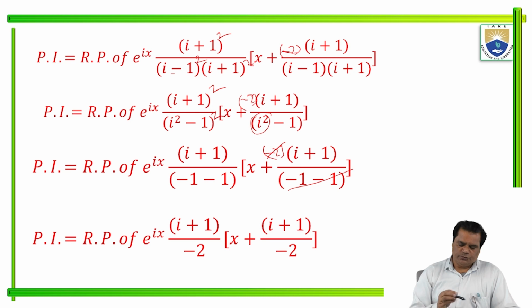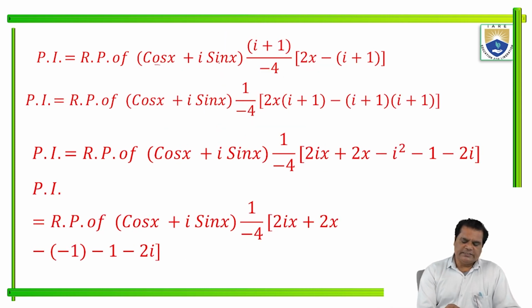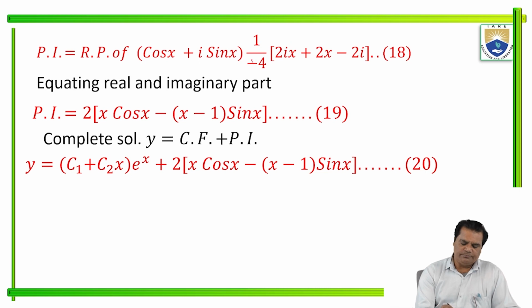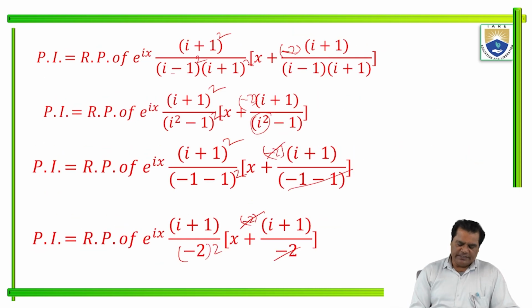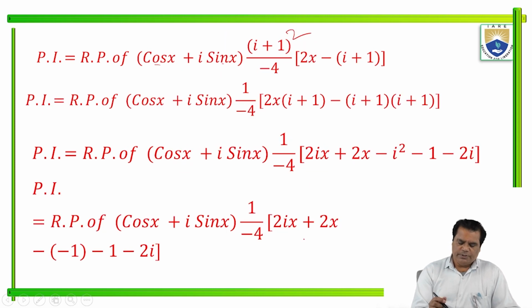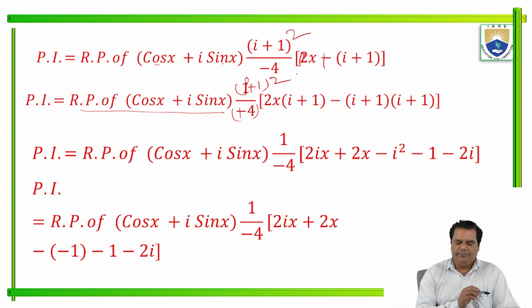Okay. So here is (i plus 1). This minus 2 is cancelled here. So now here is minus 2, (i square minus 1) whole square. So minus 2 whole square here. This is square, this is also square. So now here real part of (cos x plus i sin x). So this square upon here plus 4. Minus 2 square is plus 4. And in this side this 2 cancels. So here x plus (i plus 1), x plus (i plus 1). So real part of this (cos x plus i sin x) here plus 4, and numerator (i plus 1) whole square.